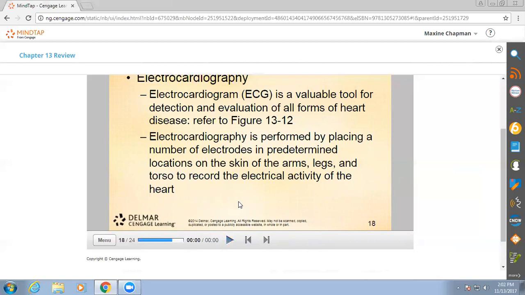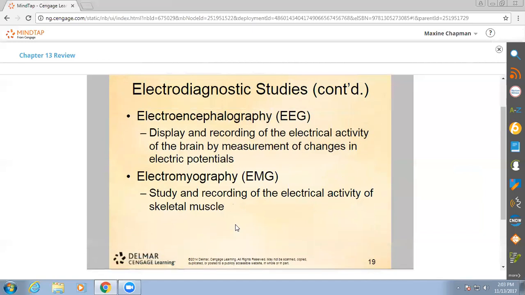And then, of course, they'll do an ECG exercise test, and they call it a stress test, on patients sometimes. There's lots of different kinds of stuff.